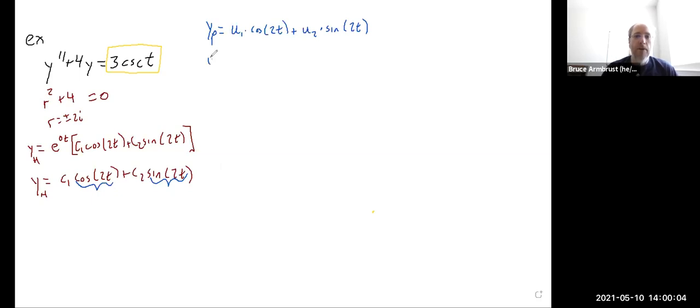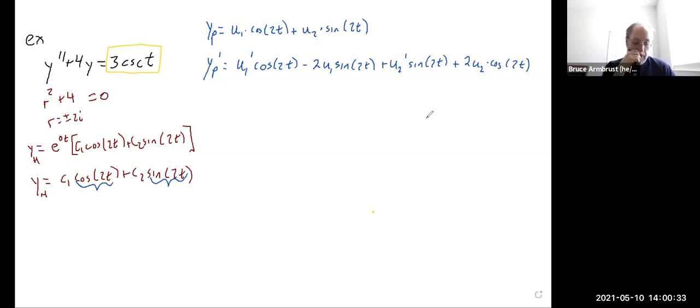If y has this form, then yp prime is going to be u1 prime times cosine of 2t minus 2u1 sine of 2t plus u2 prime sine of 2t plus 2u2 cosine of 2t. All right, so that's what y prime looks like.